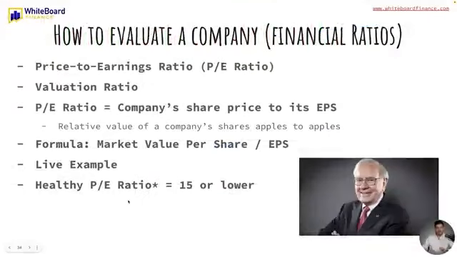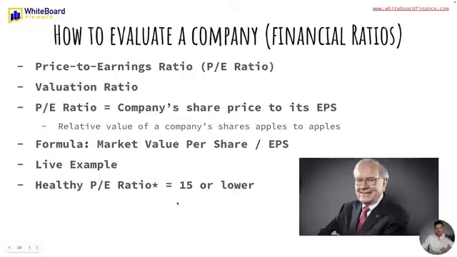A healthy PE ratio should sit at 15 or lower. And the reason there's an asterisk right here, ladies and gentlemen, is because there's a lot of things that go into the economy and into stocks that have affected share prices over the past 12 to 15 years or so. There's been a ton of money printing, a ton of cheap debt. That is outside the scope of this video, but you need to take all of this with a grain of salt.